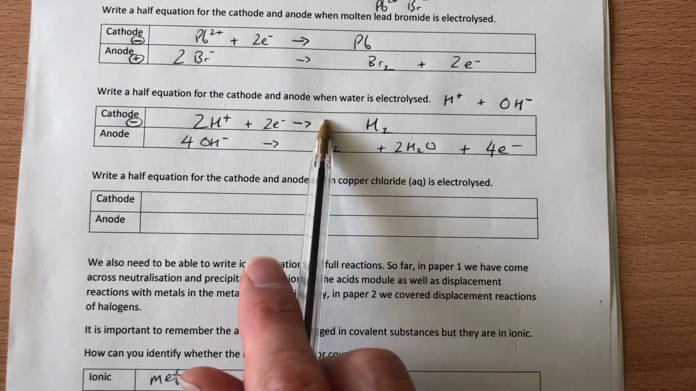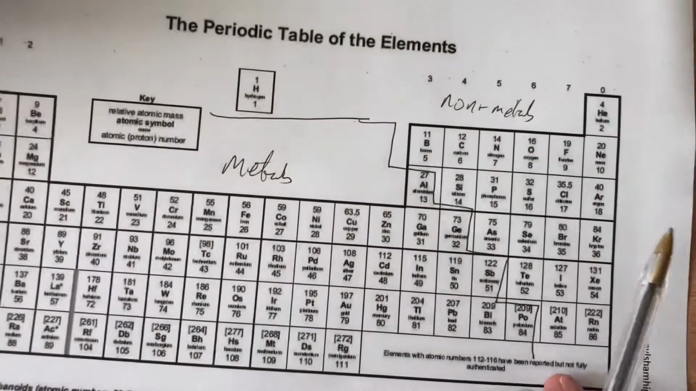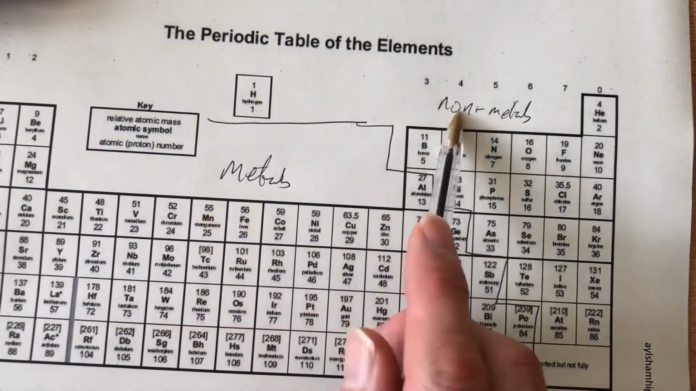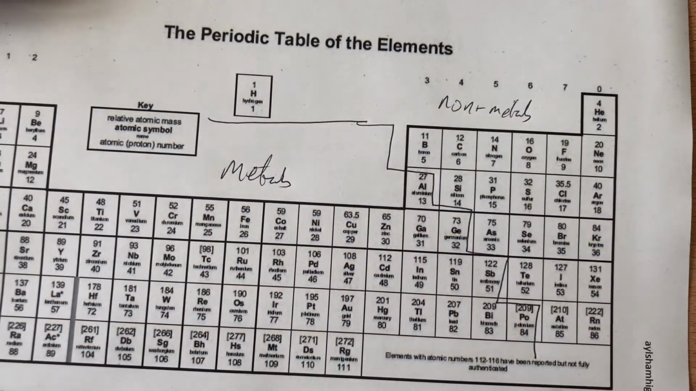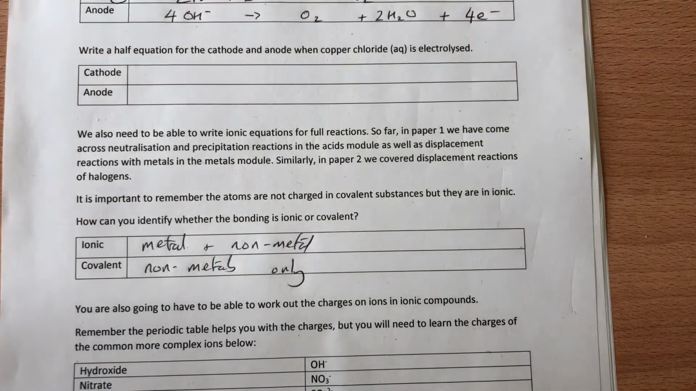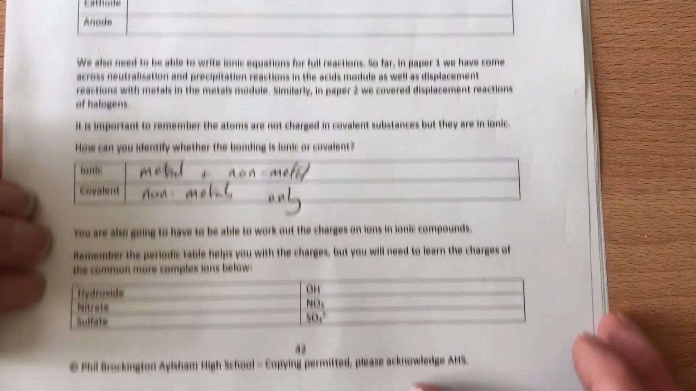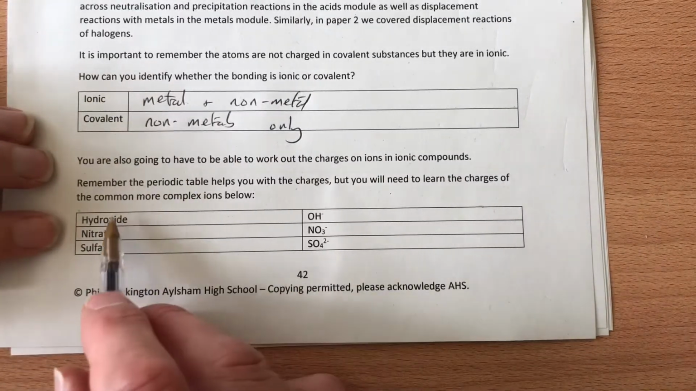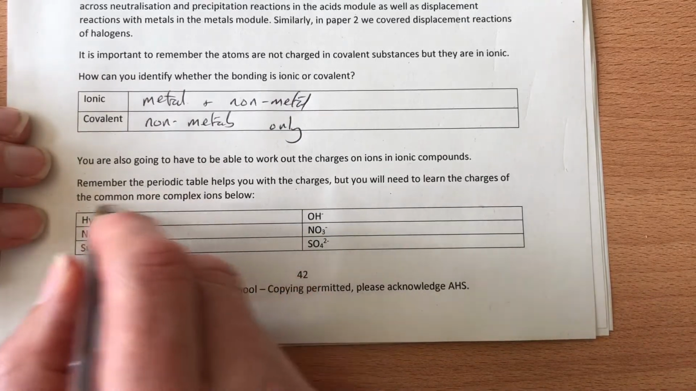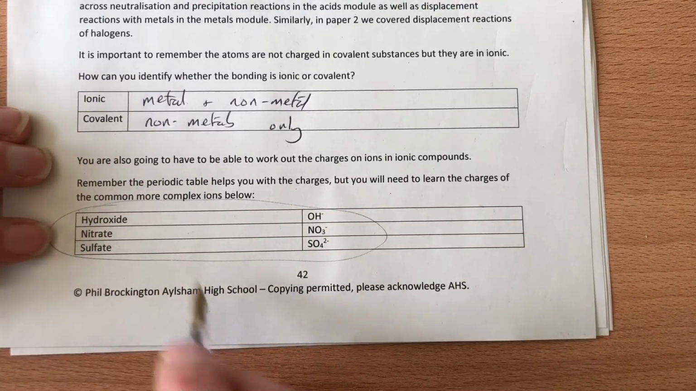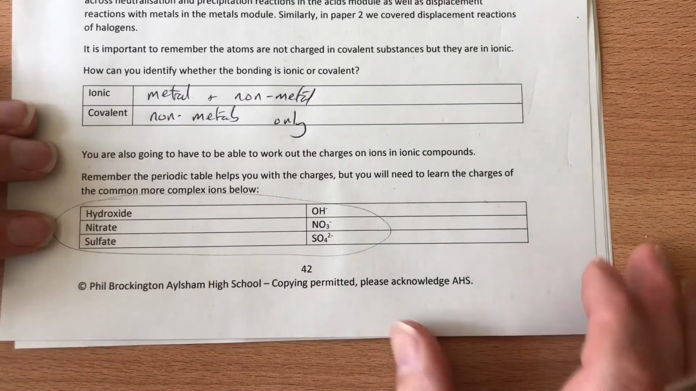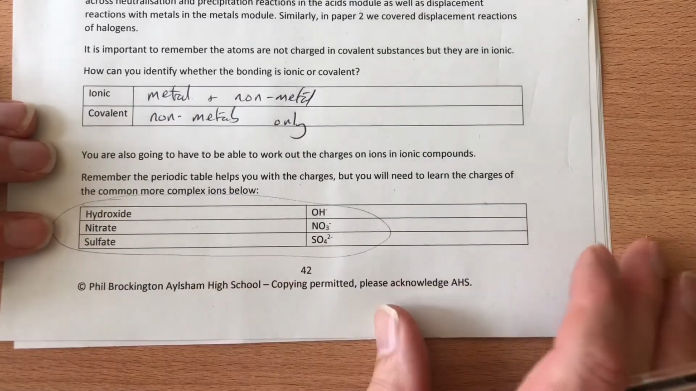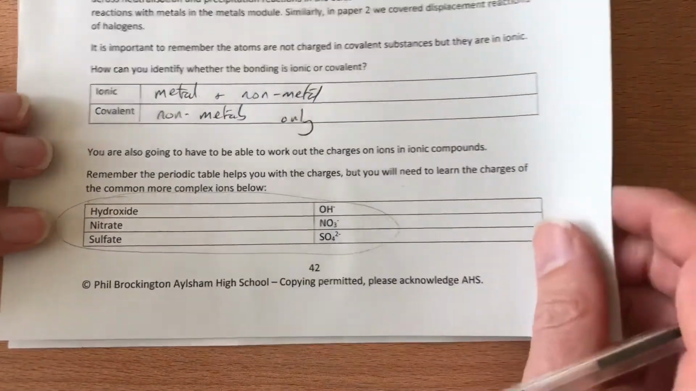Water, this is an example we used here. Well, hydrogen is up here, so that's on the non-metal side. Oxygen is here, non-metal side, so that's covalent. And that's important because we need to know charges, as I was saying. What else do we also need to know? We need to know the charges of these more complex anions. And I've just written them out here, so you've got them, because we need to know those as well if we're going to do ionic equations.